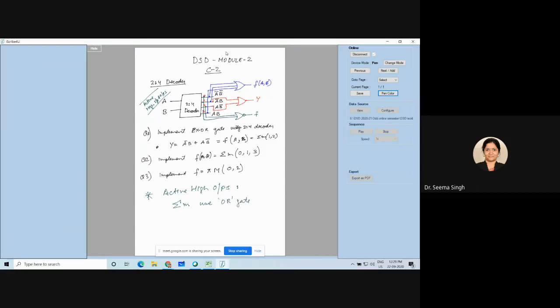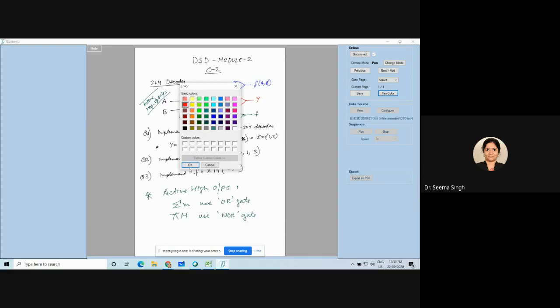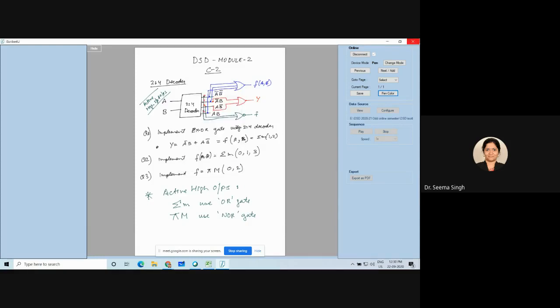You will have to remember a few things. Otherwise every time you have to analyze, and then you will use more time. That much time you should not spend. So a minterm will use an OR gate and a maxterm will use a NOR gate. This is the case for active high output. Now what happens if I have an active low input? I want you to analyze at your level, but I will simply put the result here and you analyze at your level.